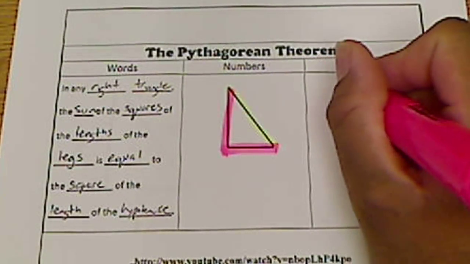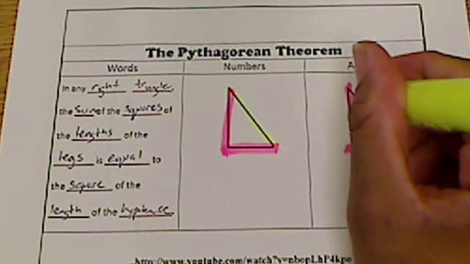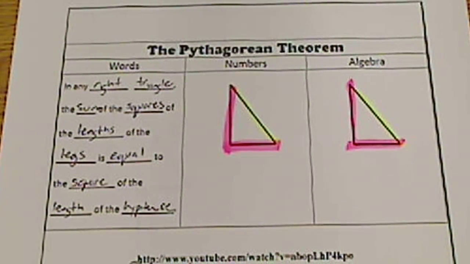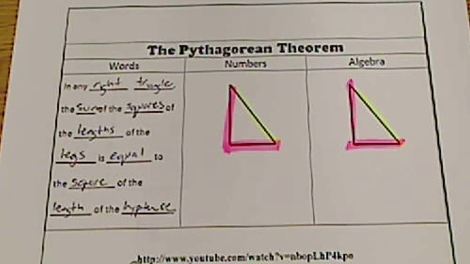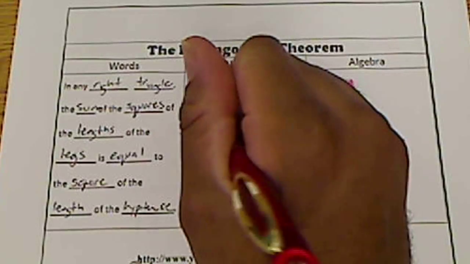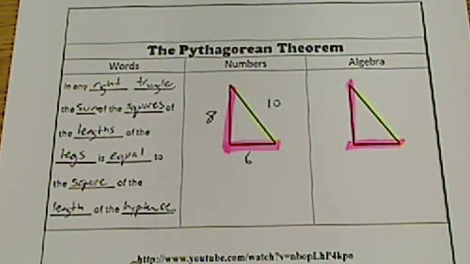Same thing over here. Here go my legs, and here goes my hypotenuse. And remember, the hypotenuse must always be the longest side. I'm just going to put some numbers on here: 8, 6, and 10. What I'm trying to do is figure out if this is actually a right triangle. My numbers have to verify it.